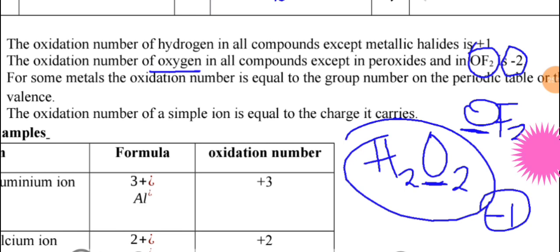You need to understand that, my dear learners. The oxidation number of oxygen in peroxides is negative 1. But in the remaining compounds it should be negative 2. This is very important when you are doing calculations. Understand that.